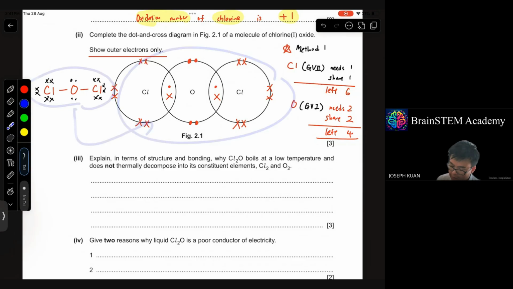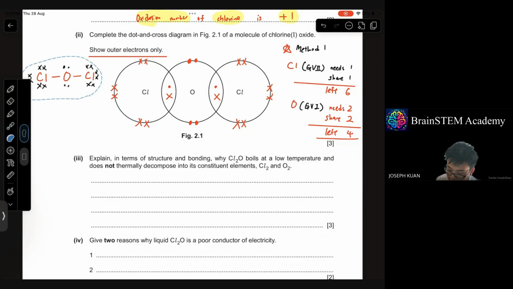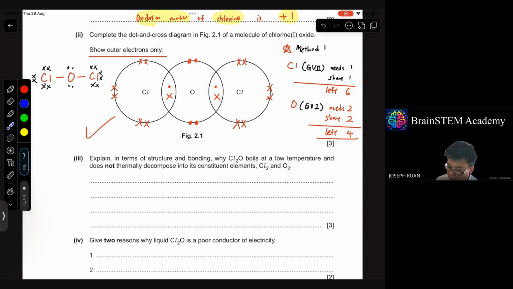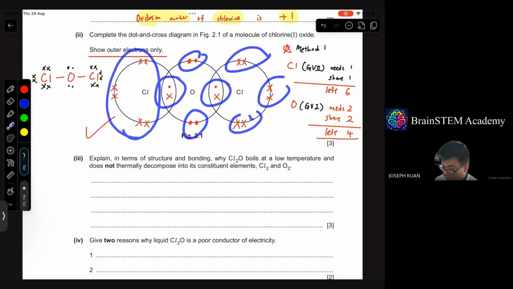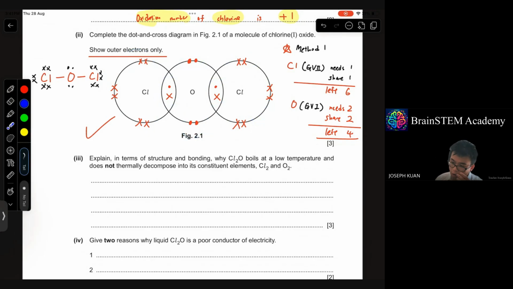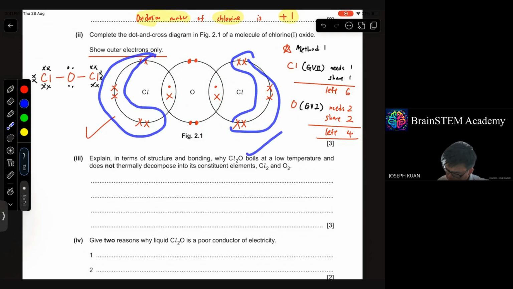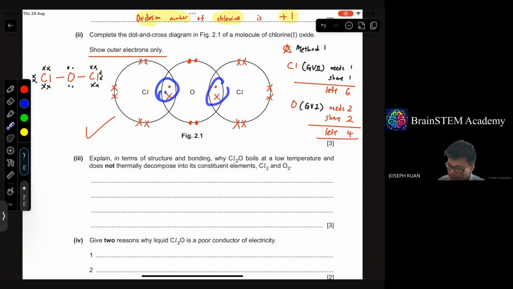So there are 2 methods, or you can combine both methods, whichever that you feel more comfortable with, as long as you're able to show the non-bonding electrons as well as the bonding electrons. So chlorine non-bonding 1 mark, oxygen non-bonding 1 mark, and the bonding electrons 1 mark.